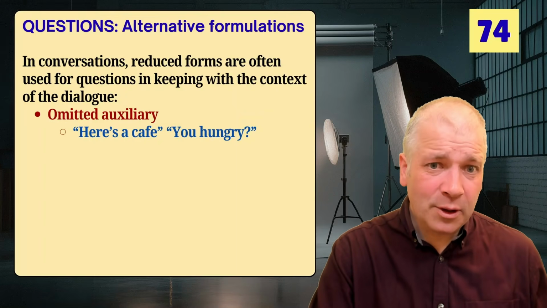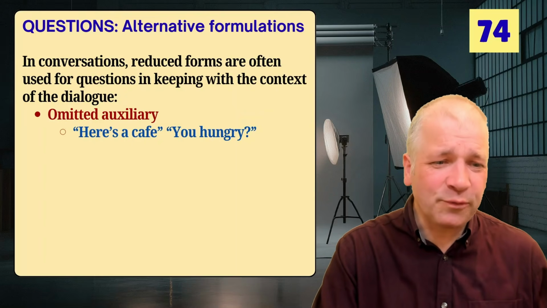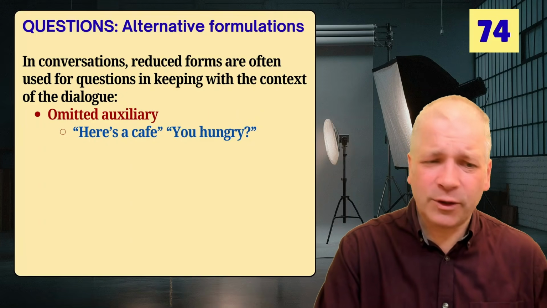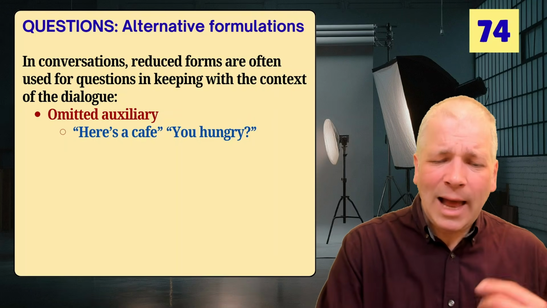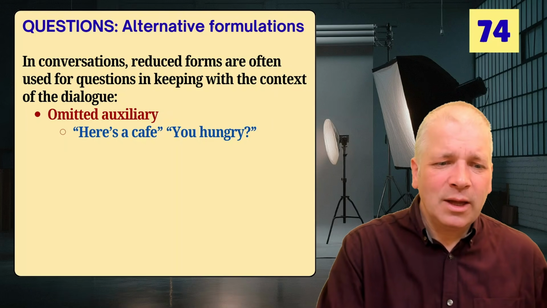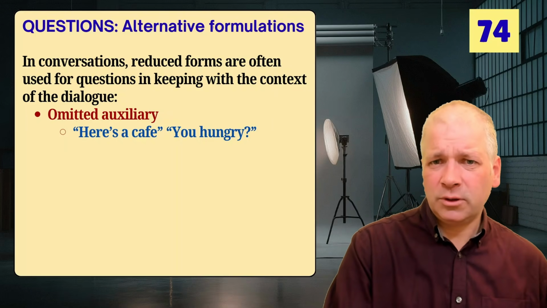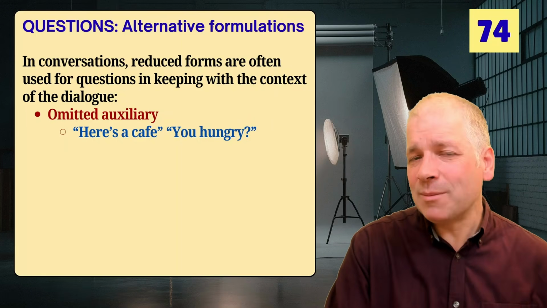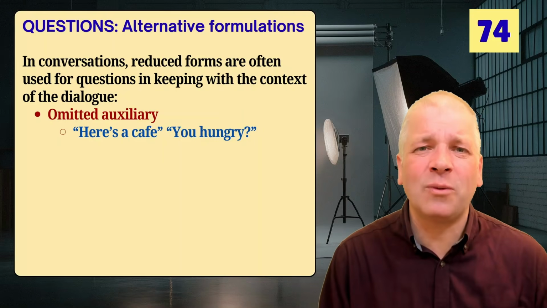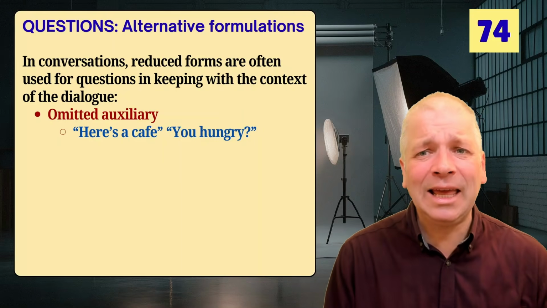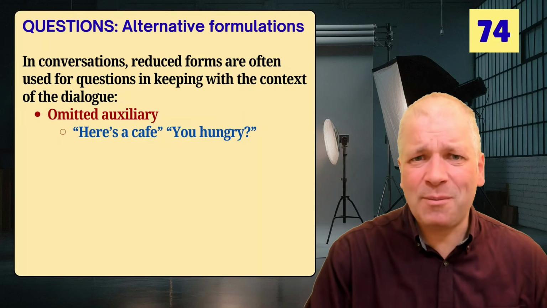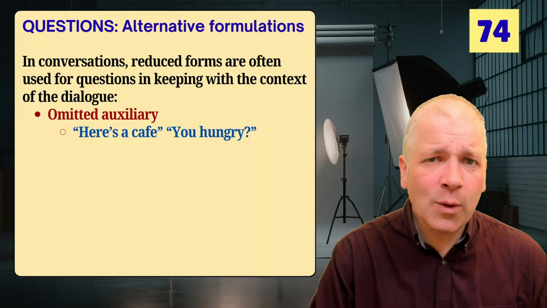In conversations, sometimes we use what's called reduced forms. These are often used for questions in keeping with the context of the dialogue that's already happened. How does this reduction happen? Well, we can omit the auxiliary. Here's a cafe. Oh, you hungry? Now, what we really mean here is, are you hungry? But because they're friends, because it's an informal situation, people are speaking quickly in a fluent way, they omit the auxiliary and go straight for the information. You hungry? Meaning, are you hungry?